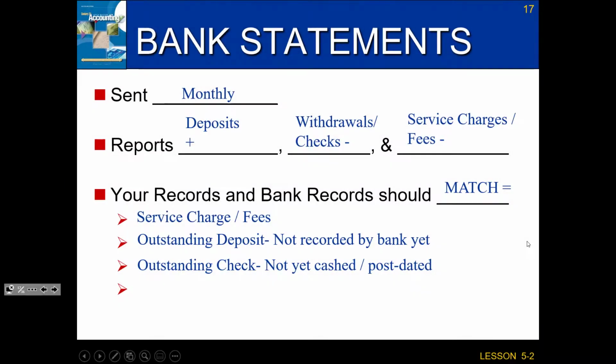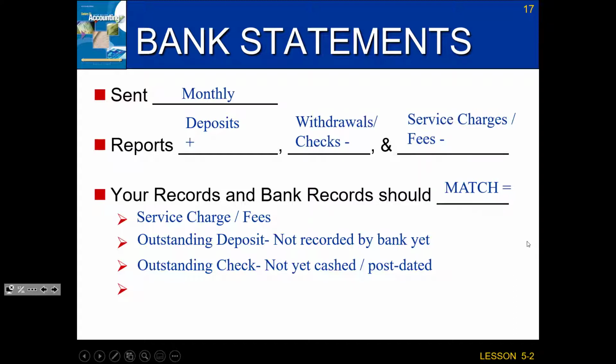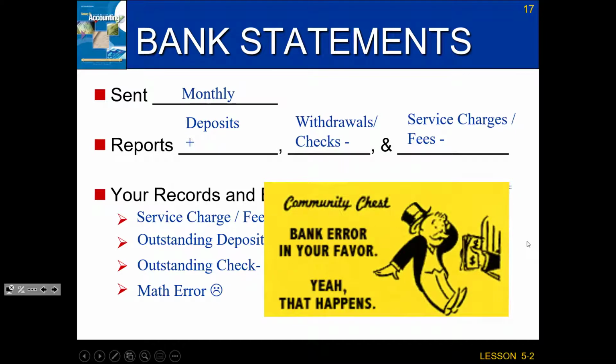So if today is April 22nd and I went to Target and I wrote a check and I wrote April 25th on the check, Target is not able to cash that check until April 25th. And then the last reason your record and the bank record might not match would be if there's a math error. Now that can happen either on your end or honestly, sometimes it can happen on the bank end.